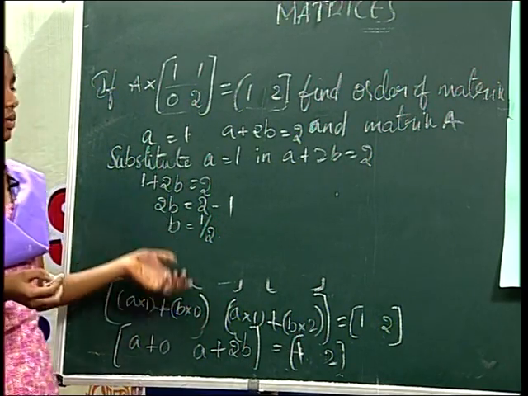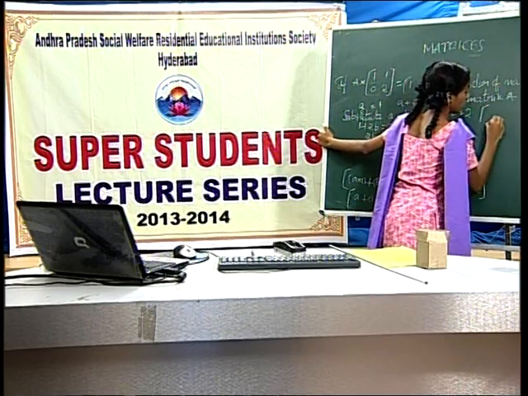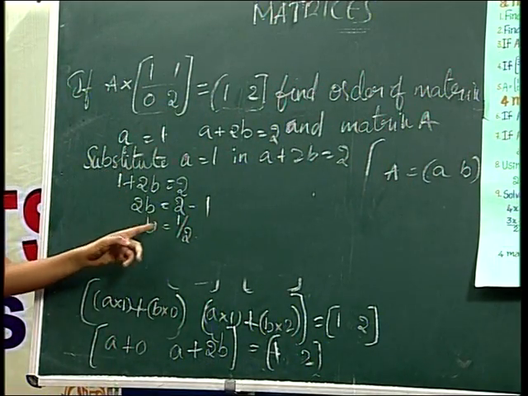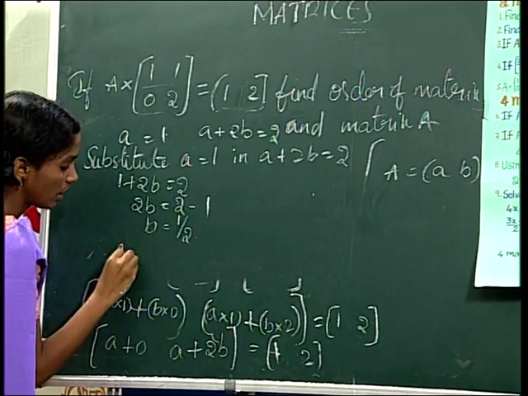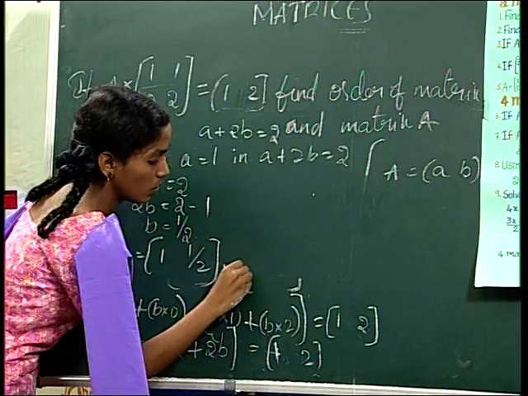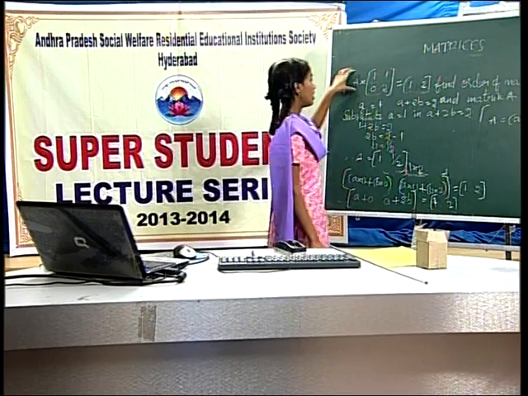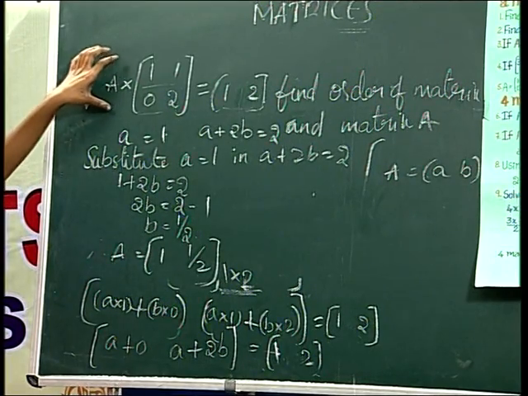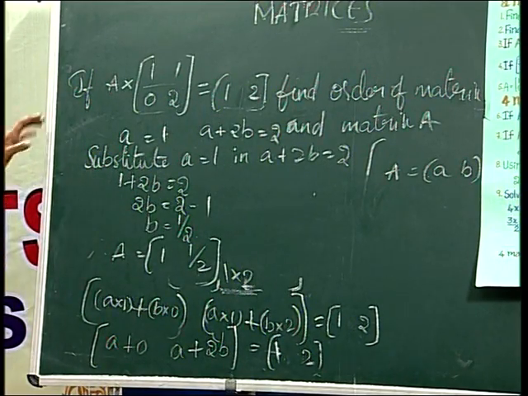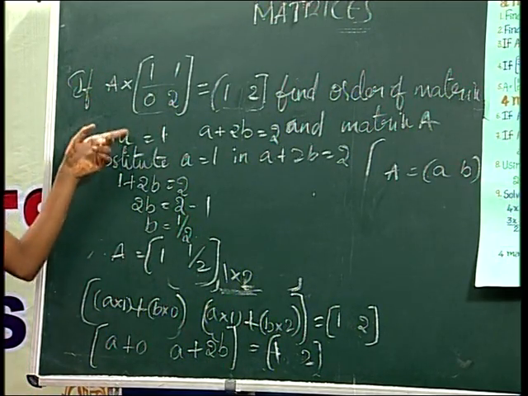Since we assumed that A equals AB, and A equal to 1, B equal to 1 by 2, so A equal to 1, 1 by 2. The order of matrix is 1 by 2. Did you understand? Friends, see here. When the product is given, then only the multiplication is possible. When the number of columns in the first matrix is equal to the number of rows in the second matrix, then only the multiplication is possible.